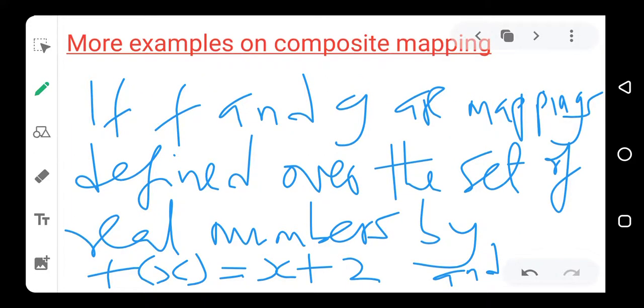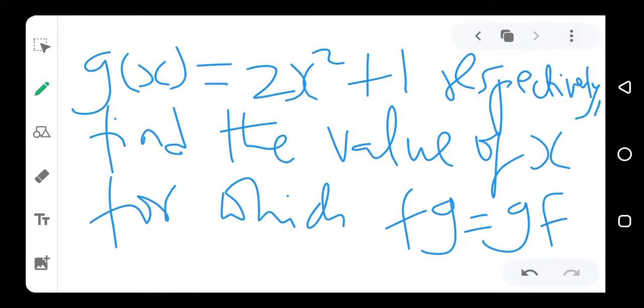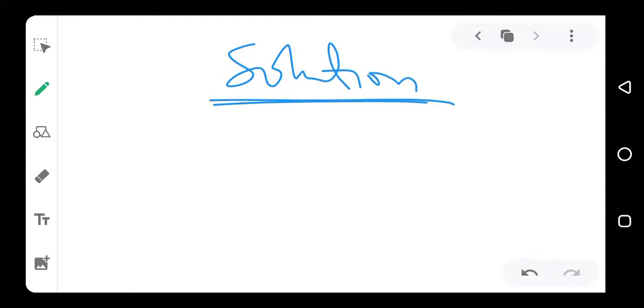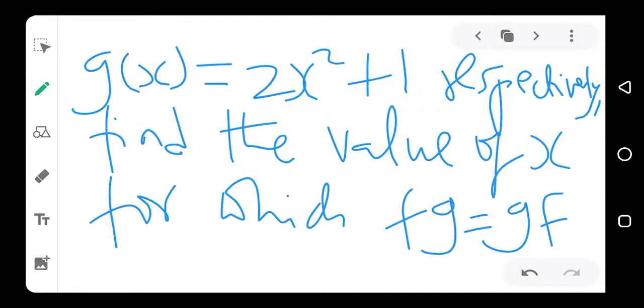If f and g are mappings defined over the set of real numbers by f of x is equal to x plus 2 and g of x is equal to 2x raised to the power 2 plus 1 respectively, find the value of x for which f of g is equal to g of f. Now solution. What we are required to do in this question is to find the value of f of g and find the value of g of f, and equate two of them, and then we look for the value of x.